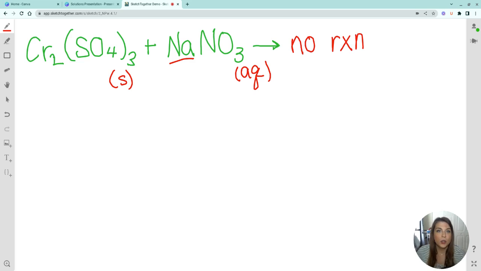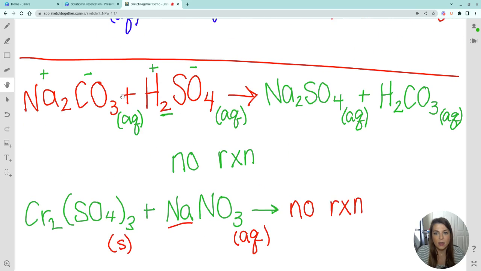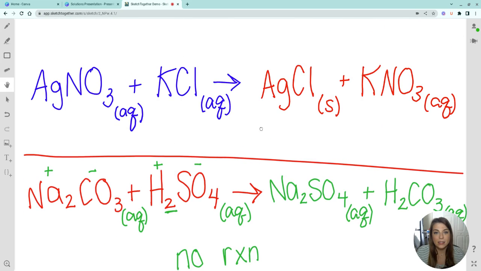So that is the 3 ways that you can get a precipitation question. You will have no reaction because you have an insoluble reactant. You could have a no reaction because all of your substances are aqueous, or classic, you have a precipitate, which is going to be your solid product, and some aqueous ions floating around.